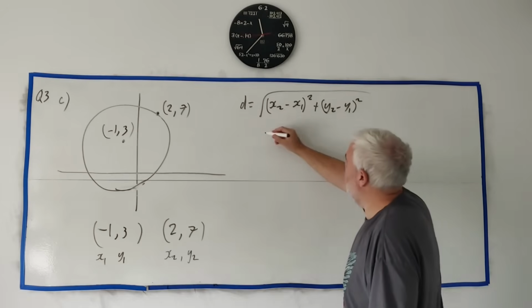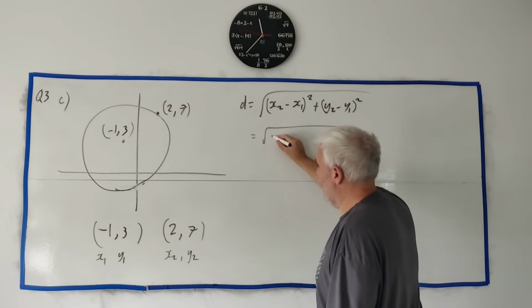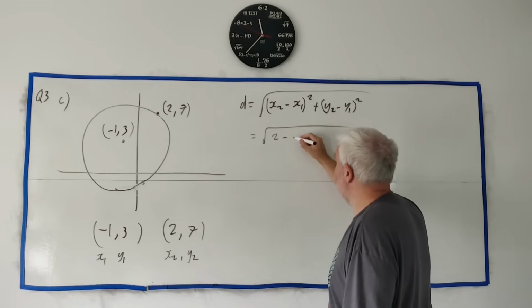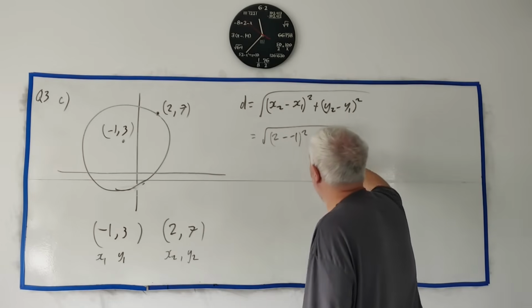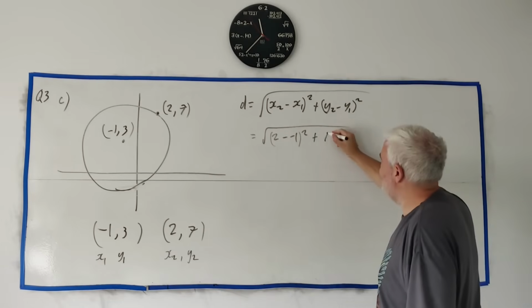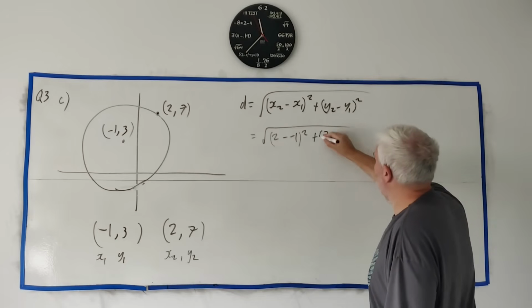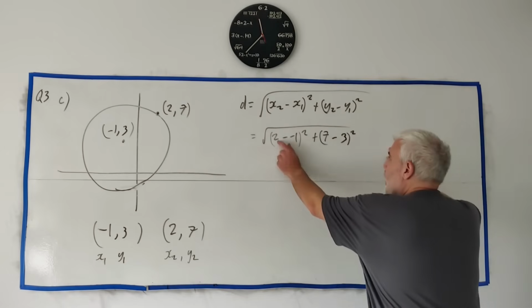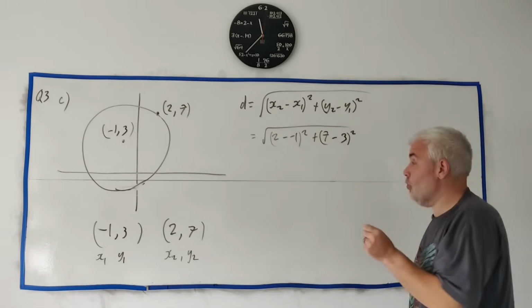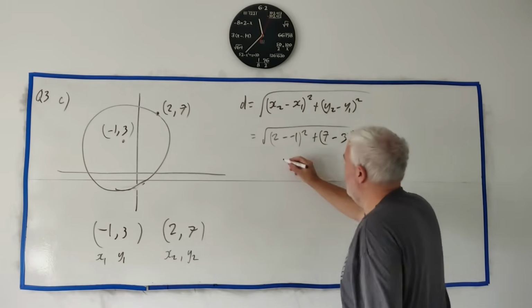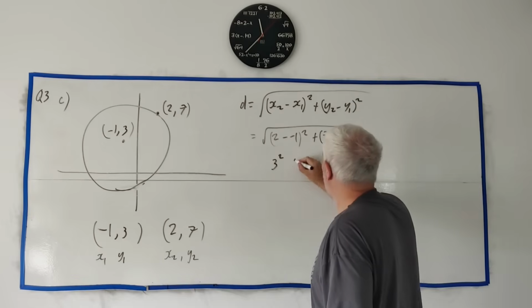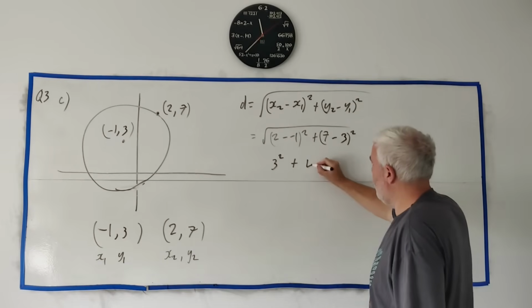Okay, filling this in, we get the square root of 2 minus minus 1. Be careful with that. Plus 7 minus 3. That one's fine. Minus minus 1 is plus 1. 2 plus 1 is 3. 3 squared. Plus this is 4. 4 squared.